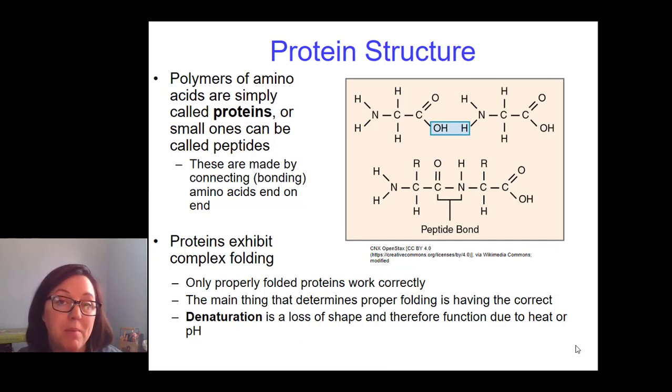Sometimes proteins can become unfolded. This process is called denaturation. So denaturation is a loss in shape, and if you lose shape, you lose function. And denaturation isn't exclusive to proteins. Other macromolecules like DNA can experience denaturation. Denaturation is often caused by changes in temperature and pH.